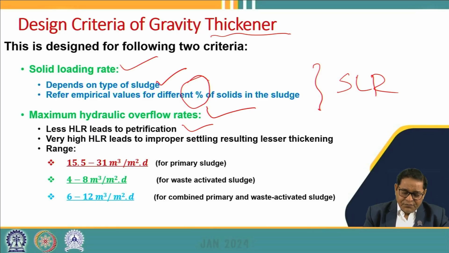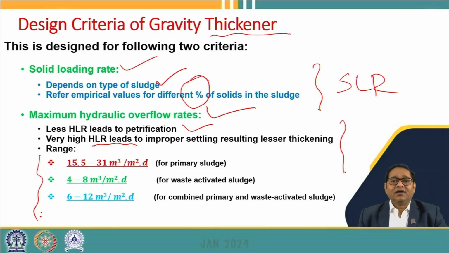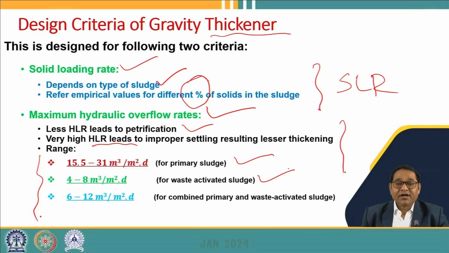Similarly, a very high loading rate is also not good. It affects the thickening process, because a high hydraulic loading rate leads to improper settling of the sludge solids because of the high surface overflow rate. For that, there is a design range that has already been provided for the design of sludge thickeners, for primary sludge, activated sludge, and combined primary and activated sludge, so there are different criteria.